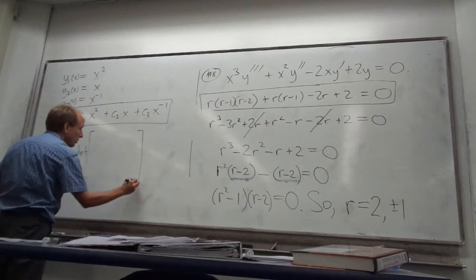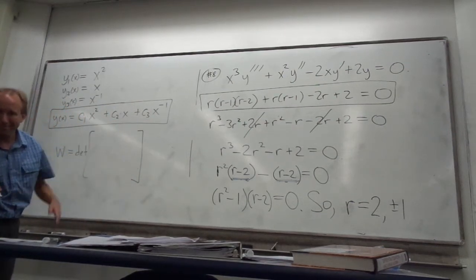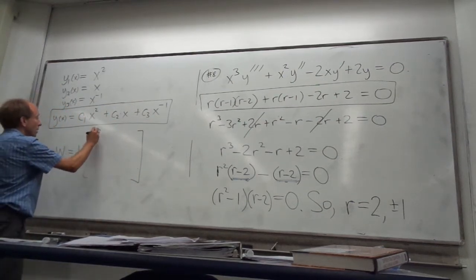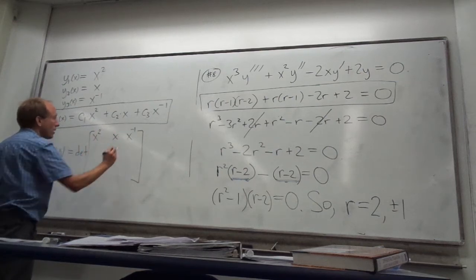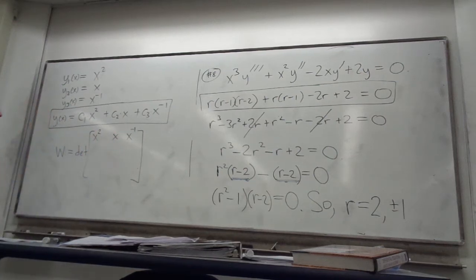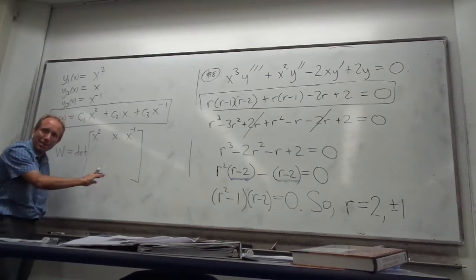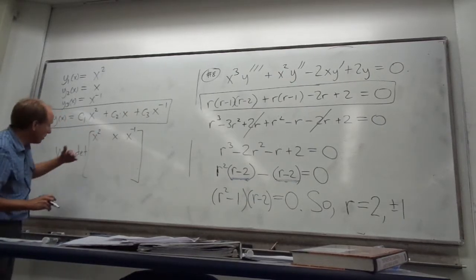3 by 3. And what do we put down the top row? X squared, x, and x to the negative 1. Great, x squared, x, and x to the negative 1. Okay, so then what do I do to get the rest of the matrix? The derivatives. I just take derivatives down the matrix.